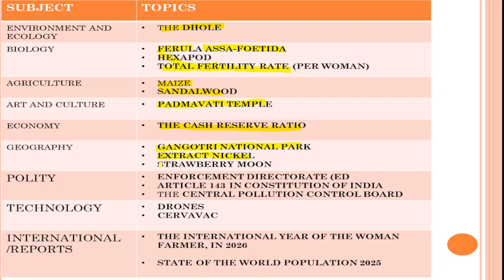Extract nickel, strawberry moon. From polity, Enforcement Directorate, Article 143 in the Constitution, the Central Pollution Control Board. From technology, topics will be drones, survey, and international reports, the International Year of the Woman Farmer in 2026, State of the World Population 2025.